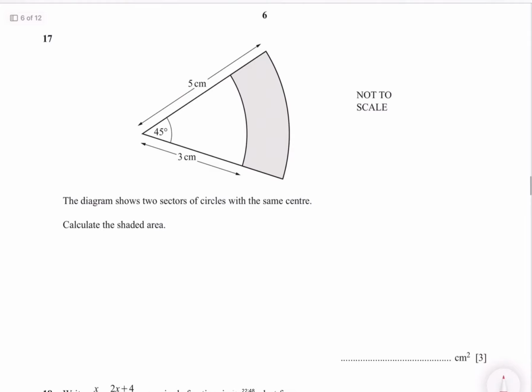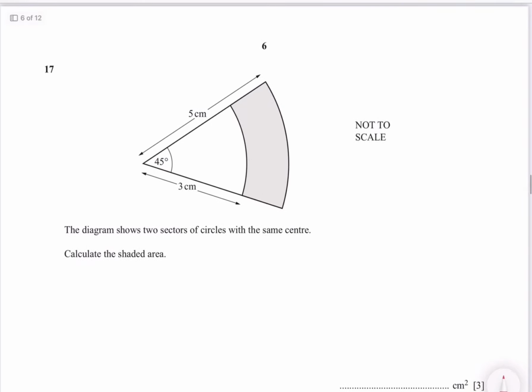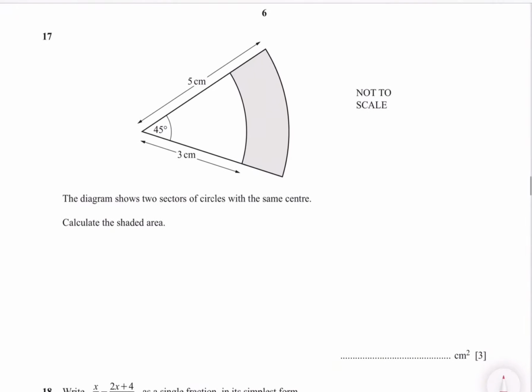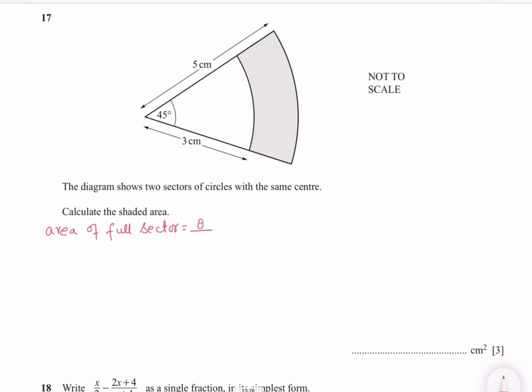Question number 17. The diagram shows two sectors of circle with the same center. Calculate the shaded area. So first of all, find the area of the whole sector, which is theta over 360 into pi r square. So 45 over 360 into 3.142 into square of 5. So your answer for this is 9.81 centimeter square.